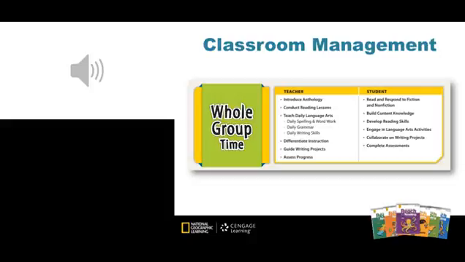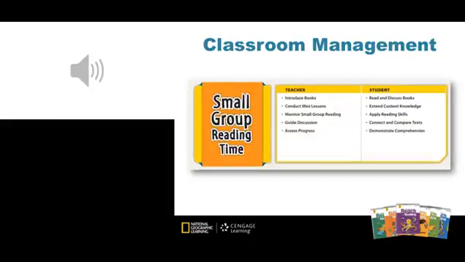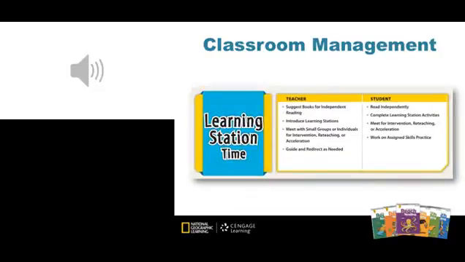If you're following along in your Teacher's Edition, you can find this in the front of the book. And if you're in Unit 1, it's right behind the Unit 1 Teacher tab. The instruction for Reach for Reading is set up in a workshop-based model, beginning with whole group instruction, before moving into small group reading time and learning station time.